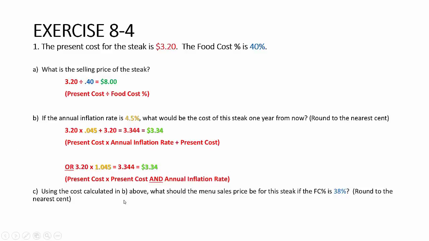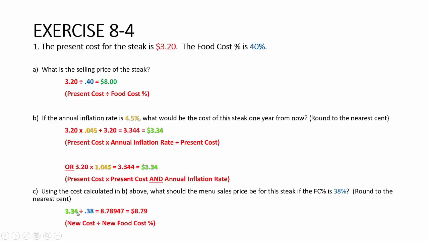The next question wants us to calculate using the cost calculated in B above. Here's the cost we just calculated. What would the menu sales price be today for this steak if we had a food cost percent of 38%? So again, we need to figure out the selling price. To do that, we need the food cost and a food cost percent.